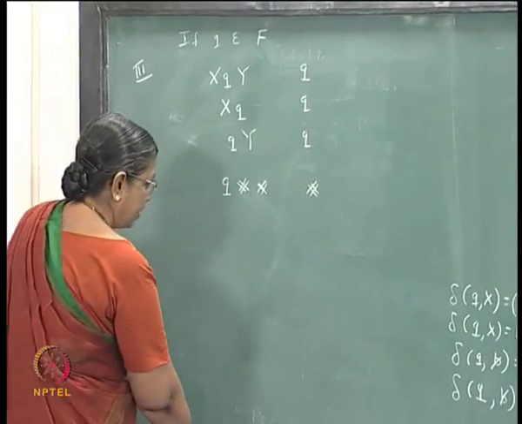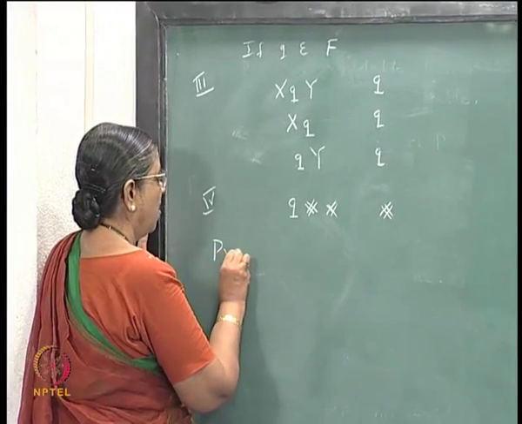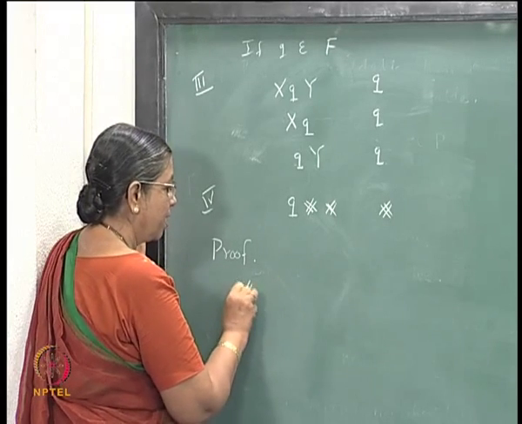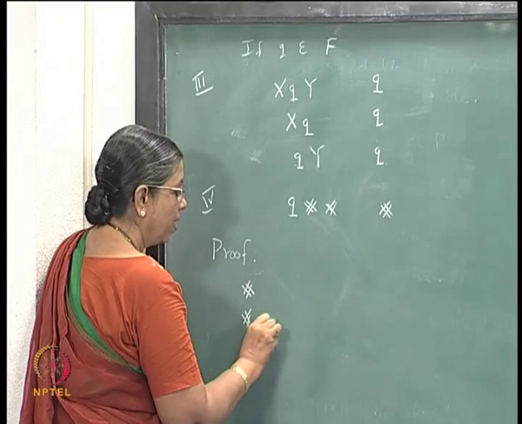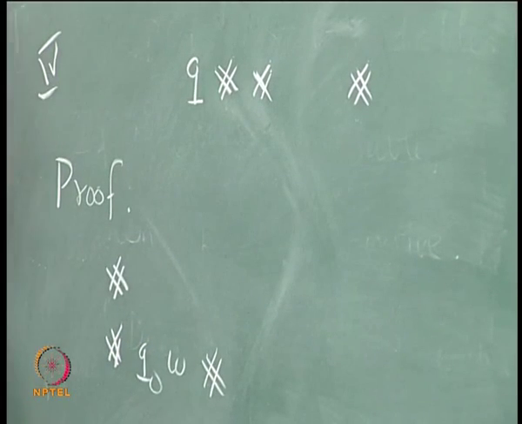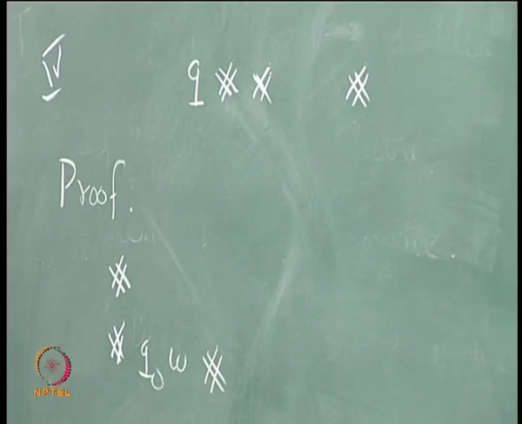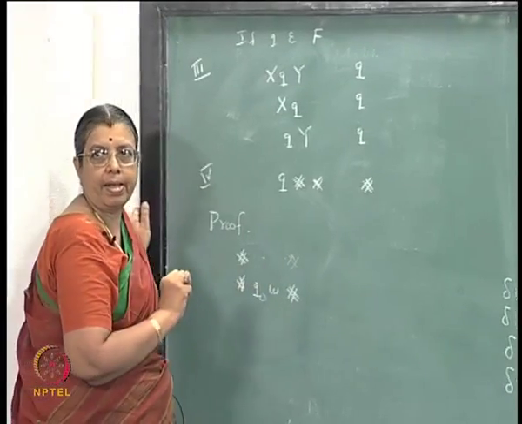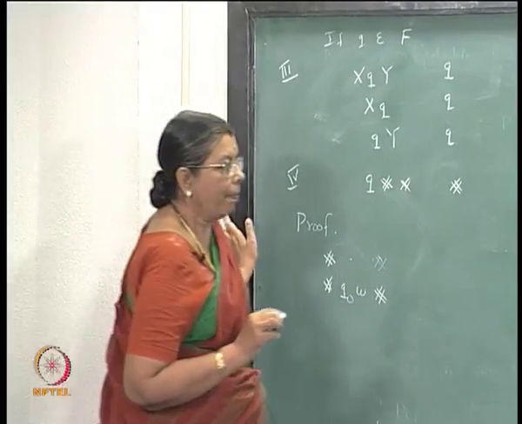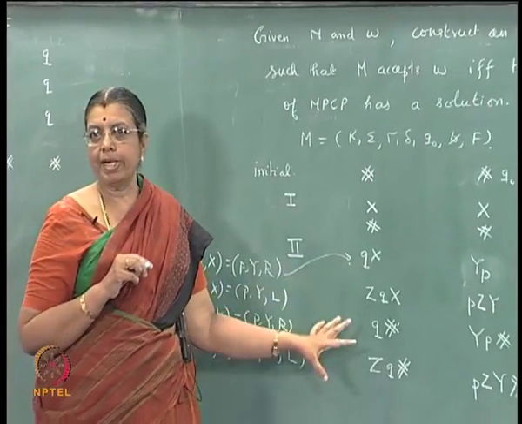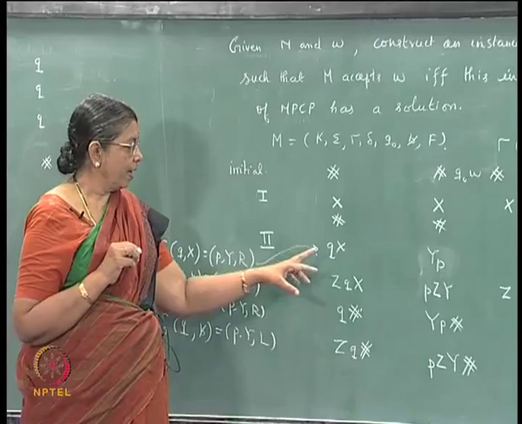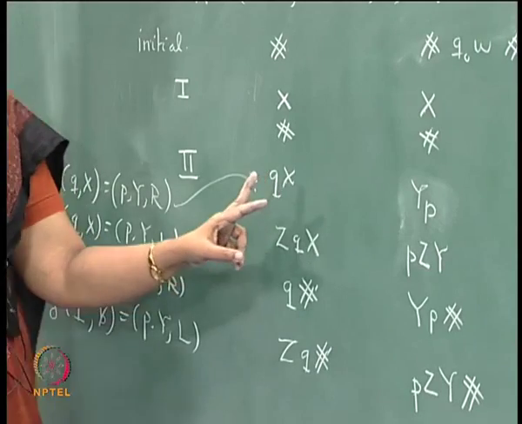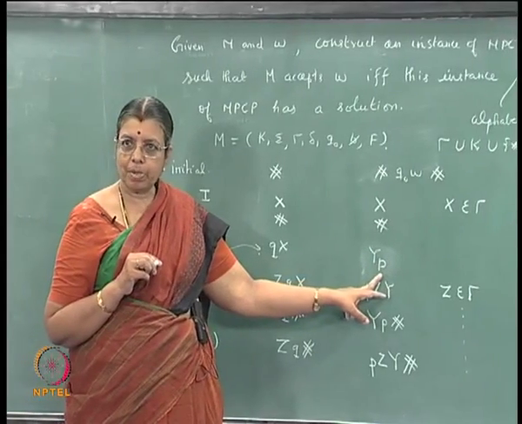The proof is like this. You start the solution initially like this, starting with Q naught W. Now, you have to pick pairs such that you get Q naught W and hash here. But the pairs have been written in such a way that they are simulating the moves of the Turing machine. If X is being read in state Q, the next instance Y is printed, the state changes to P, and it is moving right.